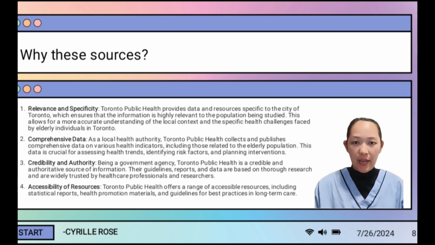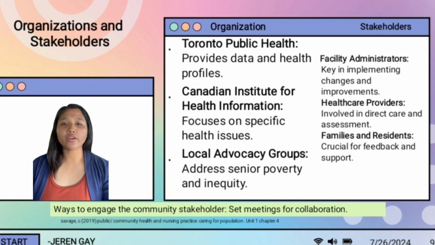in long-term care. The key organizations and stakeholders that share the same interest and are actively participating in decision-making for the benefit of our vulnerable group are the facility administrators. They act as one of the gatekeepers that implement changes and improvements within the facility. They work closely with the healthcare providers, like nurses, who are involved in direct contact of care to older adults. And another would be the residents with their families or their relatives.